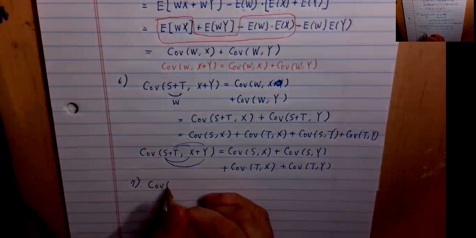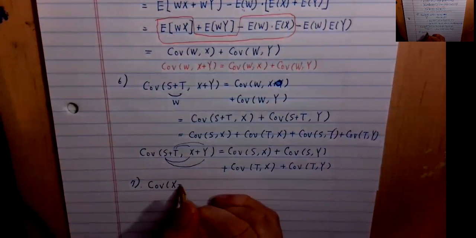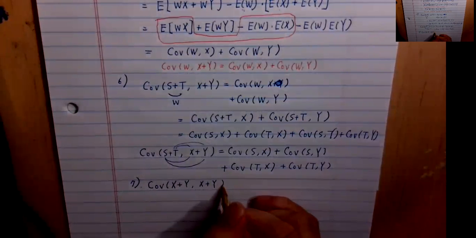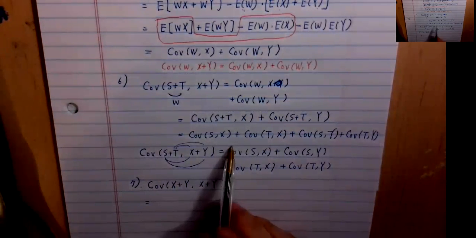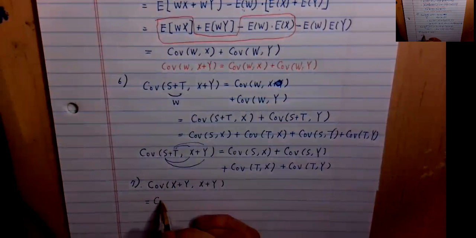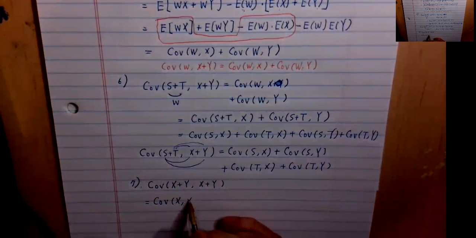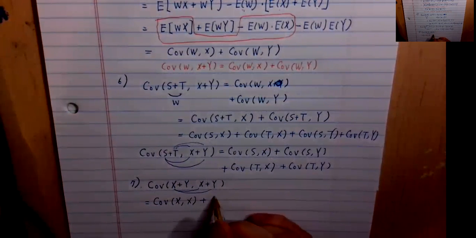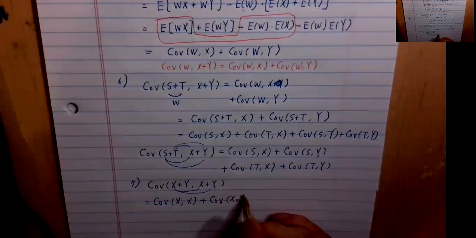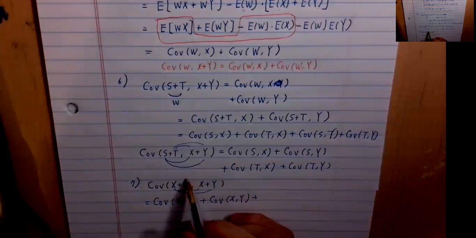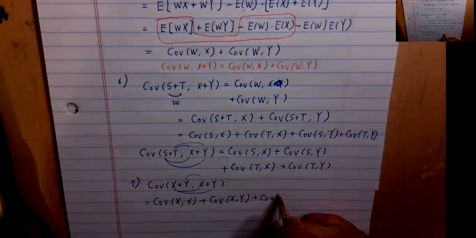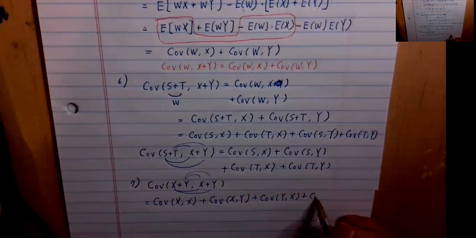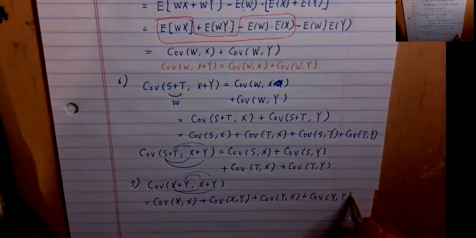Covariance of x plus y and x plus y. By using property 6, we can rewrite this as covariance xx, and the second term, covariance xy, and next term, covariance yx, plus covariance yy. Okay?